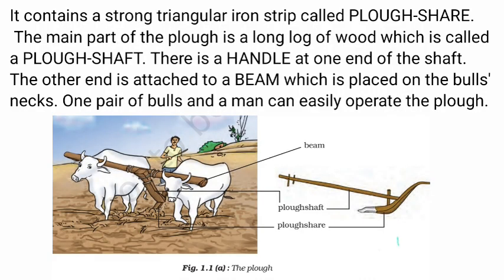Let us continue the topic. The plow contains a strong triangular iron strip called the plowshare. The main part of the plow is a long log of wood which is called the plow shaft. There is a handle at one end of the shaft. The other end is attached to a beam which is placed on the bulls' necks. One pair of bulls and a man can easily operate the plow.